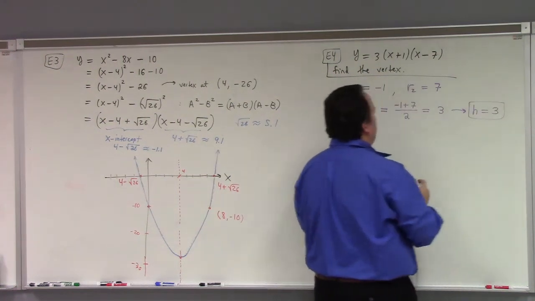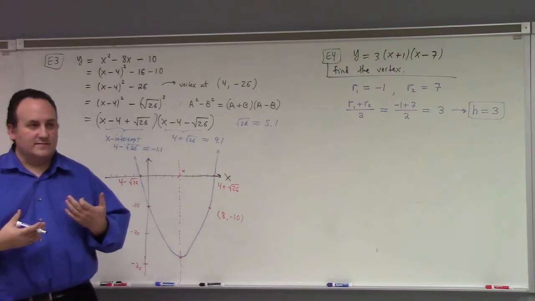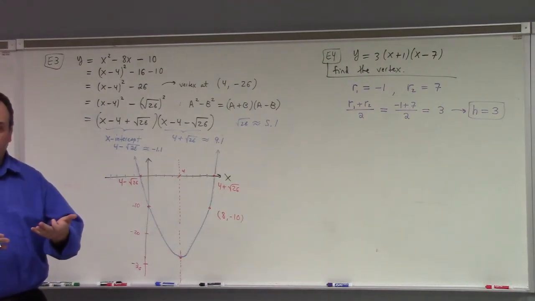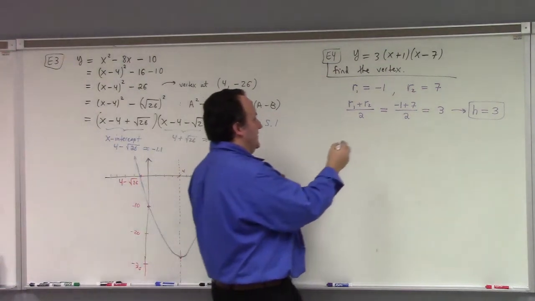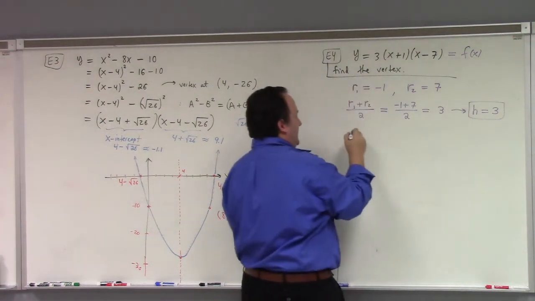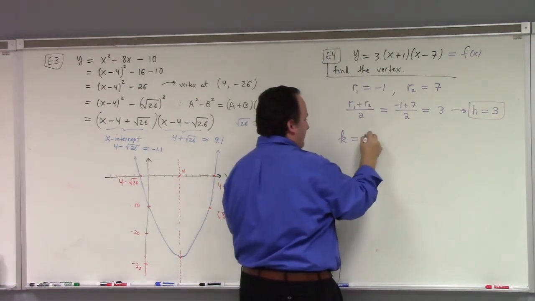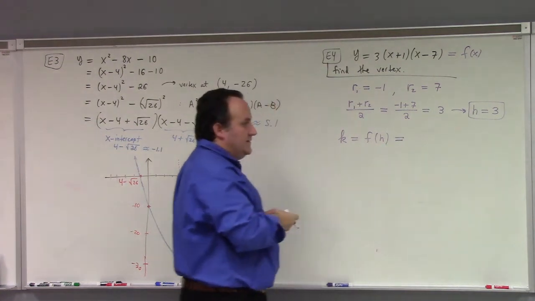So that's part of the story, but we want to find the vertex, right? So we also need to find the what? The k, as I call it, right? How do we find k? Could you just plug in 3 for the x? Ah, yes, very good. So if we think of this thing as f of x, then k should be equal to f of h.